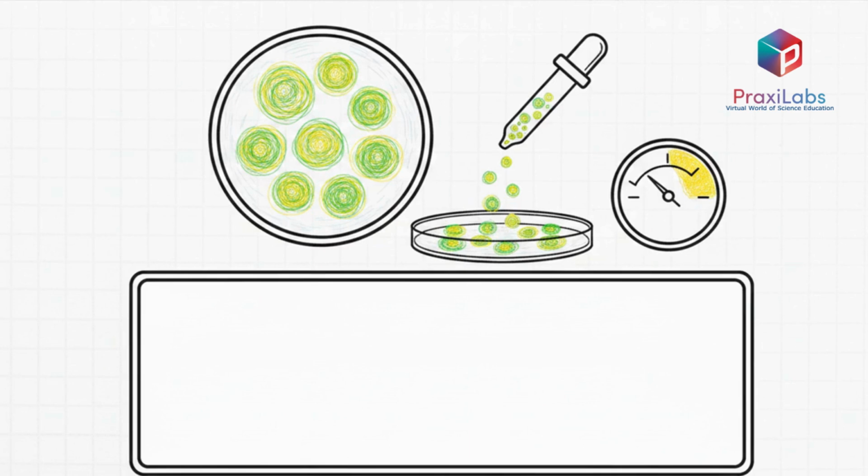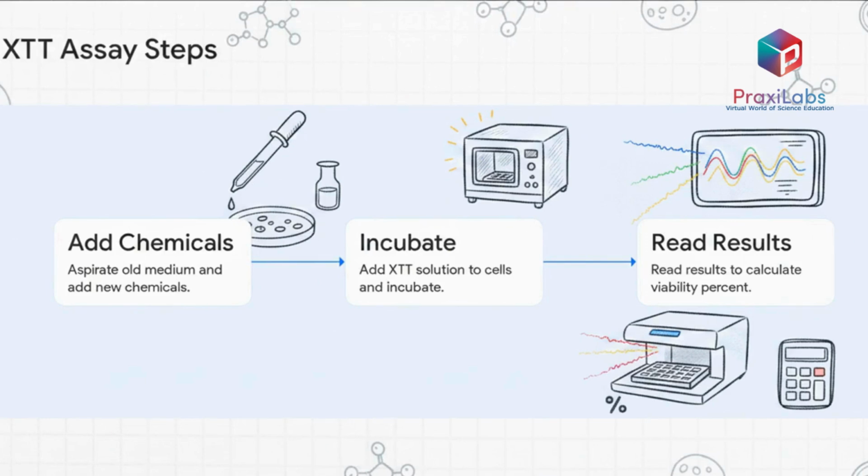This simulation tests the viability of cultured cells right after they've been exposed to geometric concentrations of different nanoparticles. What I absolutely love about this is how beautifully it grounds the software in reality. The student has to aspirate the old medium and add the new chemicals. They add the XTT solution and incubate the cells, but then they have to read the results using a virtual microplate reader to calculate the viability percentage, exactly like they would use a physical microplate reader in a real-world lab. It's incredibly hands-on, even when it's totally digital.